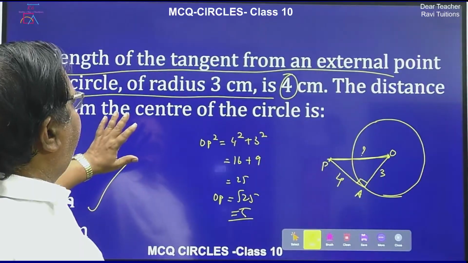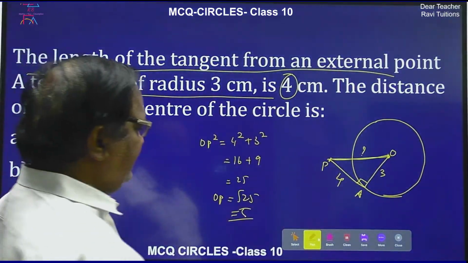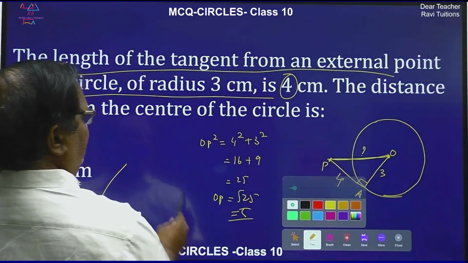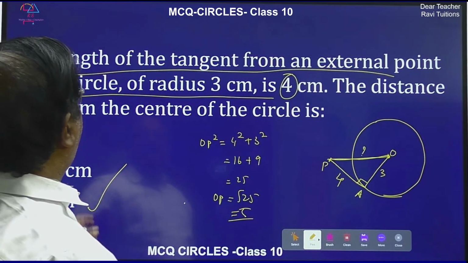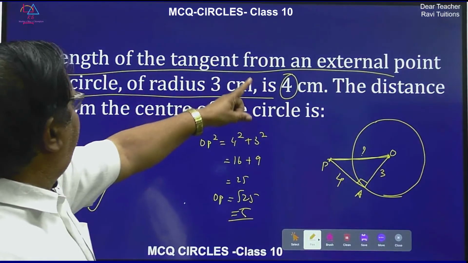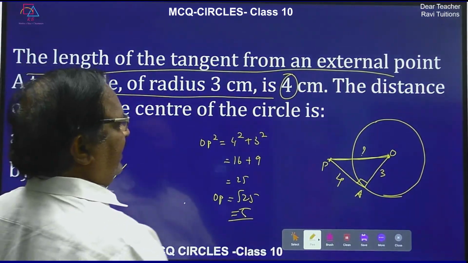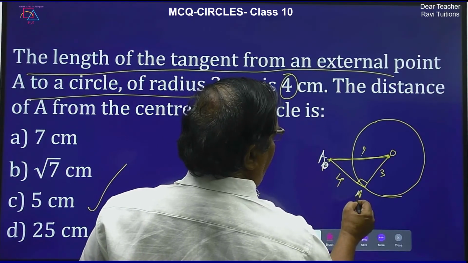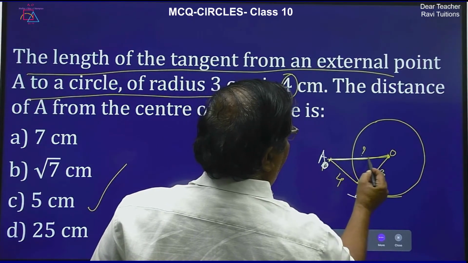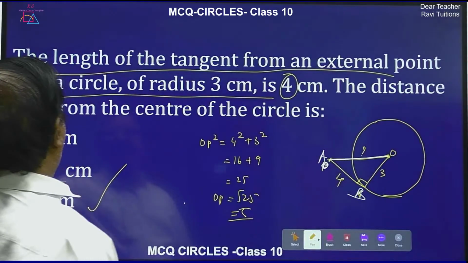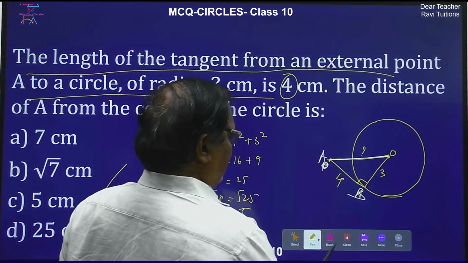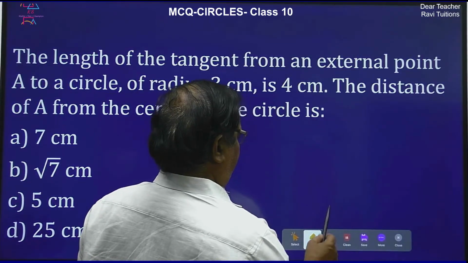So here, I will change it to white color. Now the length of the tangent from an external point A, actually A is given, let us say this is B. So now you have to find out this. The distance of point A from the center is how much? So let us go to another question.